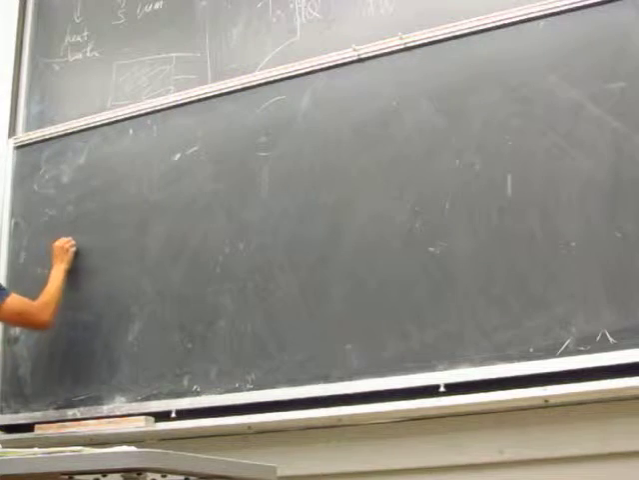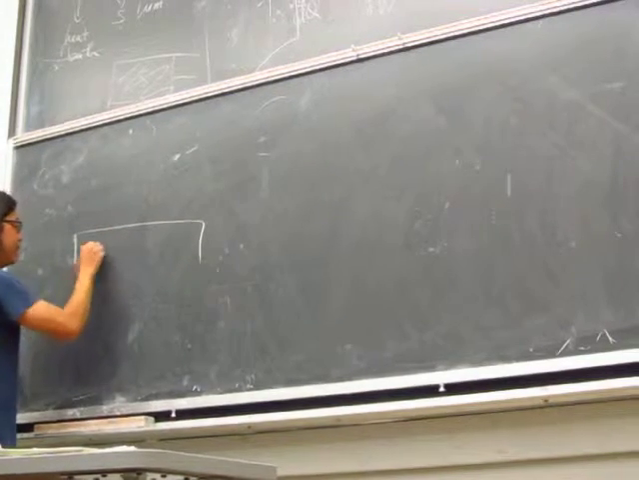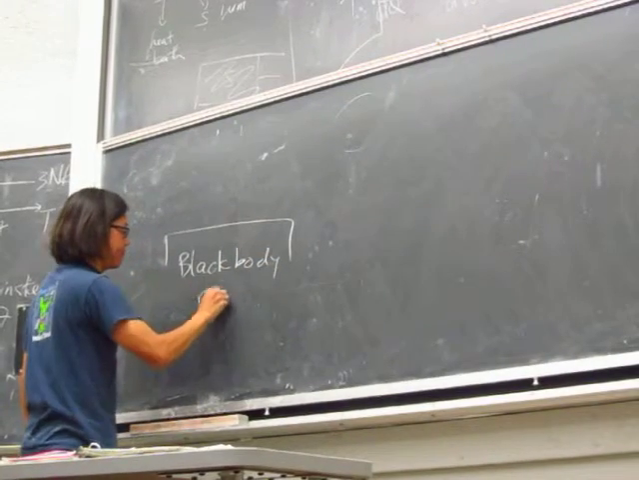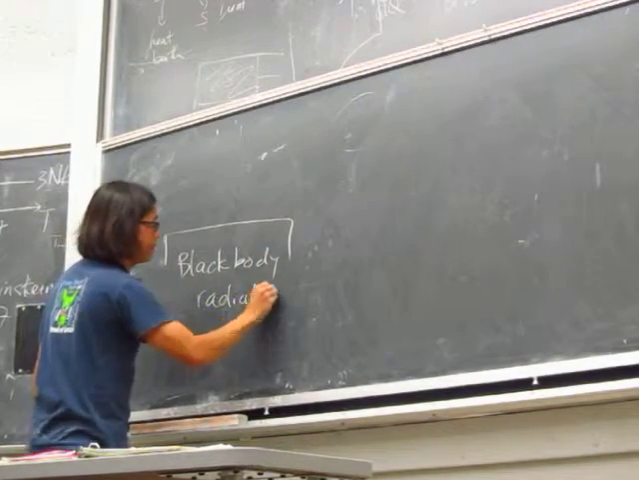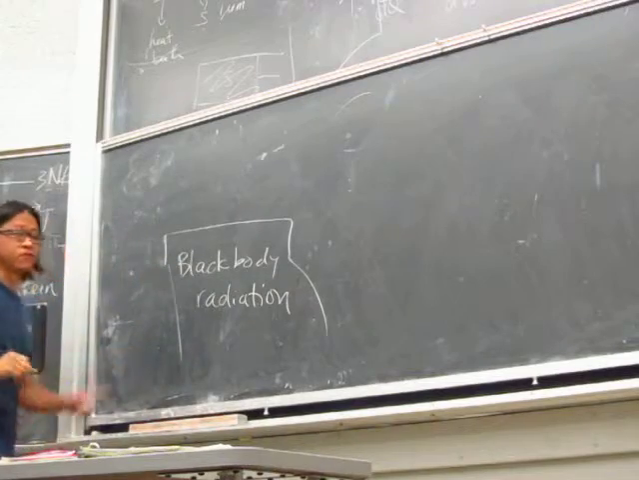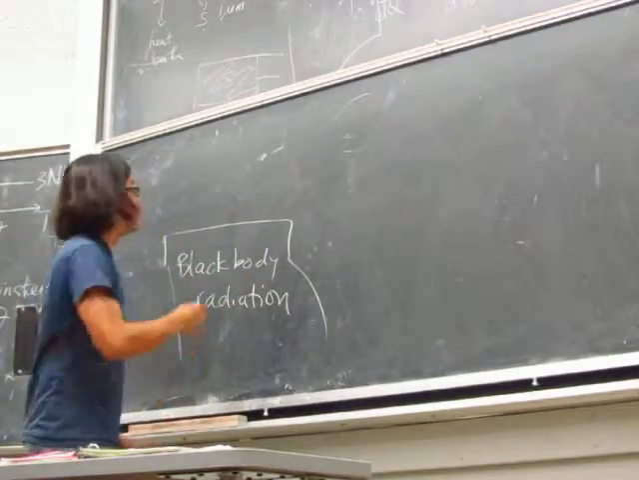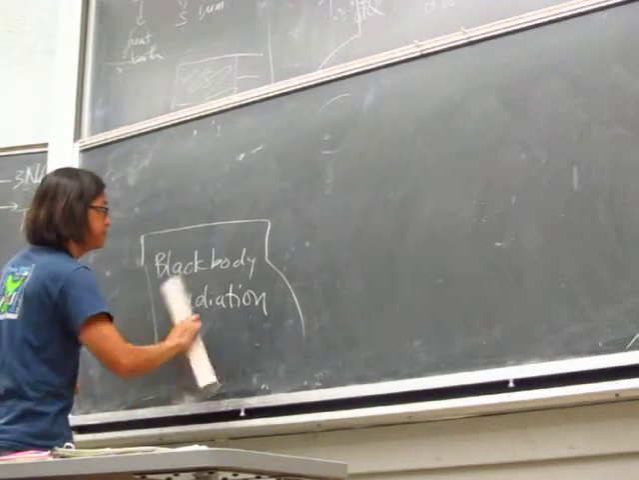So if I have a piece of black body, this is the black body radiation. I'm not going to go into the detail of what a black body is, and I'm just using the formula they gave you in the book.